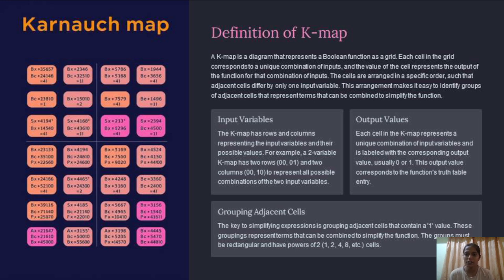Output values. Each cell in a K-map represents a unique combination of input variables and is labeled with a corresponding output value, usually 0 or 1. This output value corresponds to the function's truth table entry. Grouping adjacent cells. The key to simplifying an expression is grouping cells that have the value 1. These groupings represent terms that can be combined to simplify the function. The group must be rectangular and have a power of 2 number of cells, that is 1, 2, 4, 8, etc.